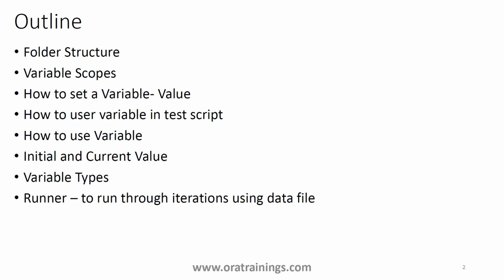We'll try to understand the folder structure of Postman, the different variables and their scopes. How do we set a value for a variable? How do we mention a variable in the test script? How to use a variable, initial and current values, and the different variable types. And the last and very important thing is how do we use the runner to run through iterations using a data file. So the first thing is how do we use this particular tool called Postman, and what is the folder structure?